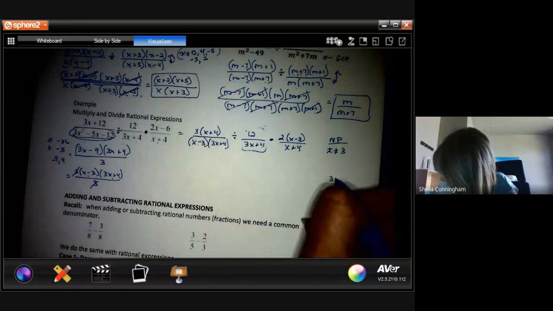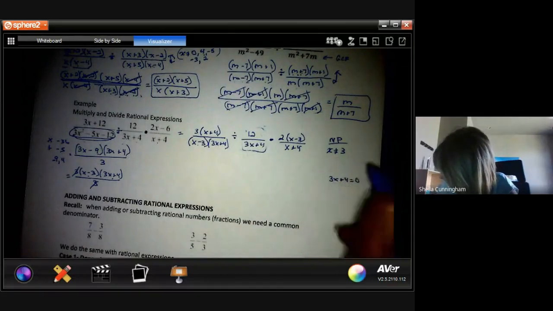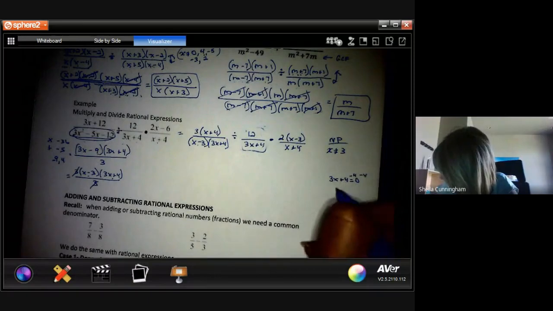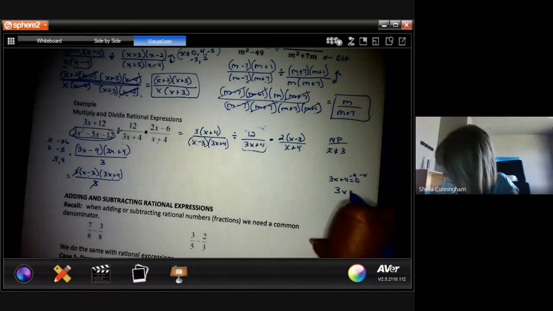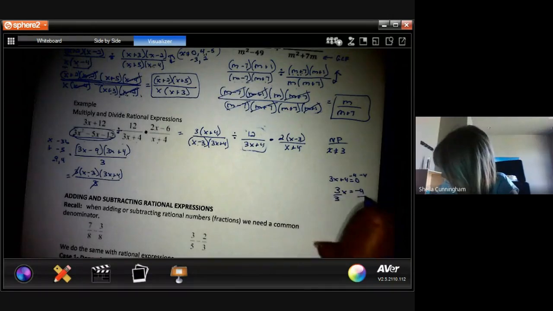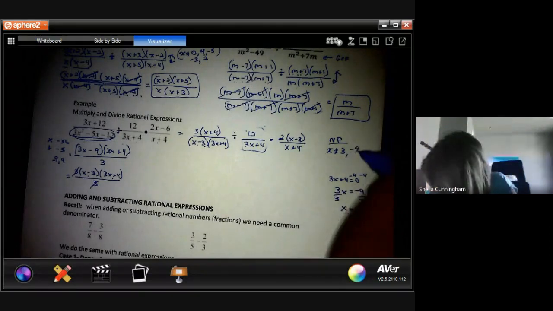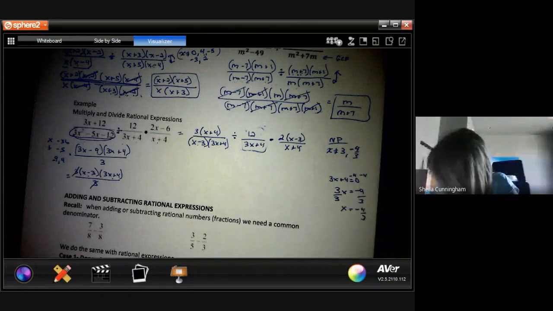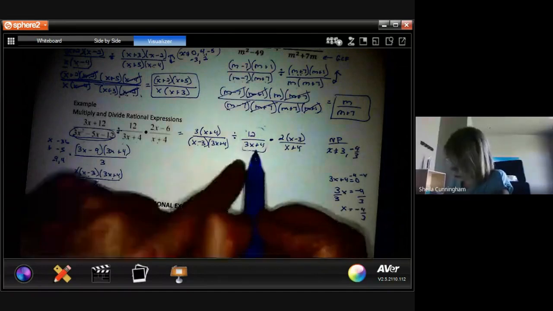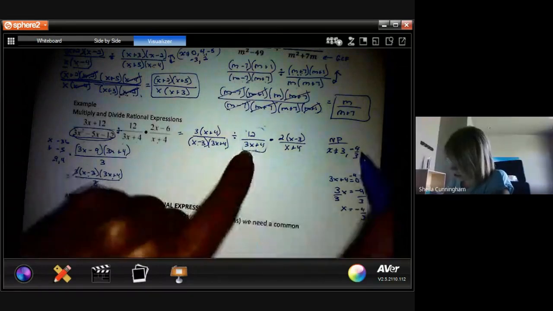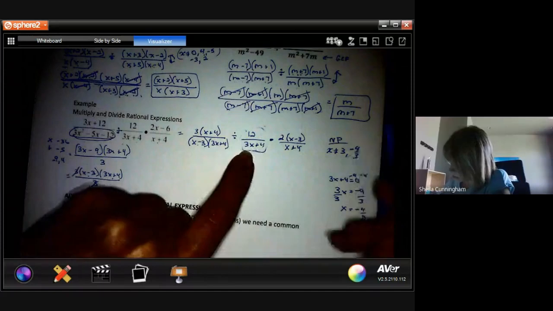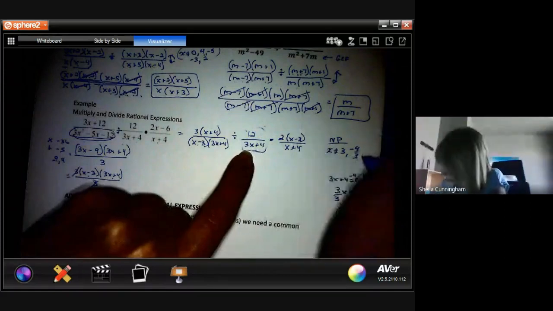Ooh, and then this one. If I take 3x plus 4 and set it equal to 0, I'm going to subtract 4, which gives me 3x is equal to negative 4, and divide both sides by 3. I'm getting x is equal to negative 4/3. So x can't equal negative 4/3 as one of my non-permissibles. And that 3x plus 4 shows up again, so I don't have to write it again. I've just got it here. And I've got x plus 4, so x can't equal negative 4.